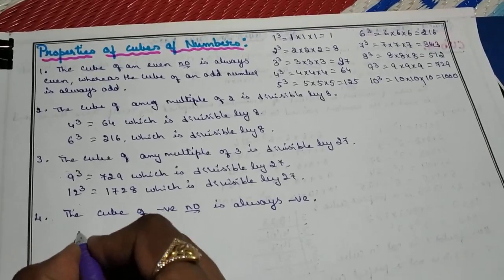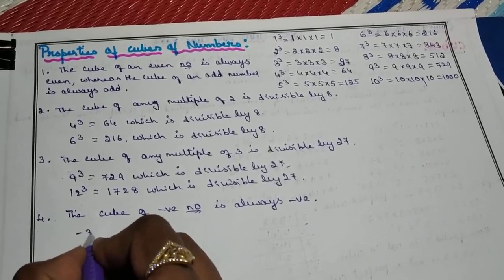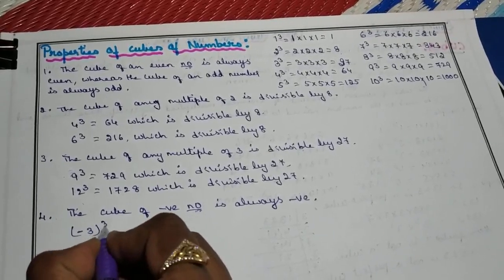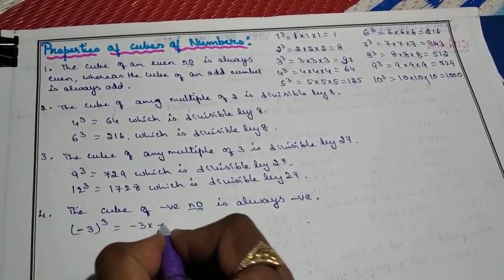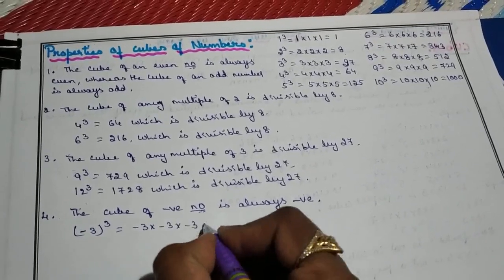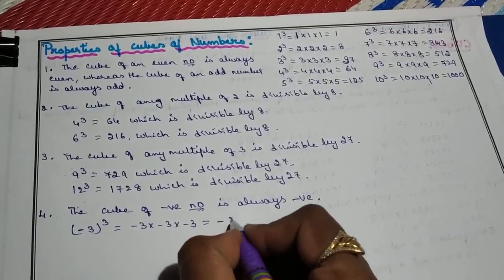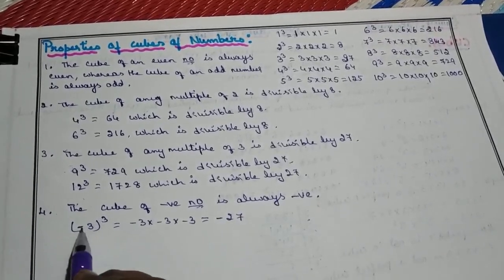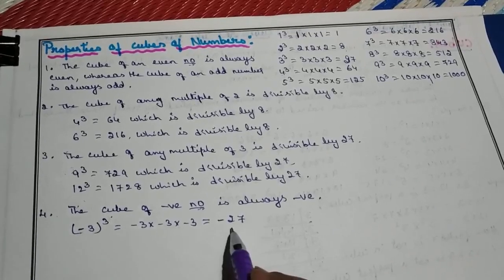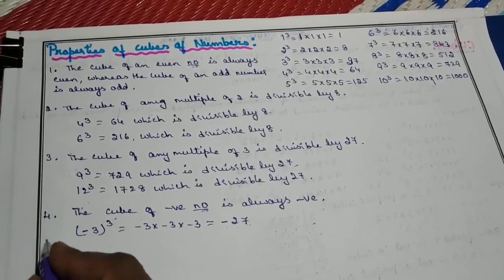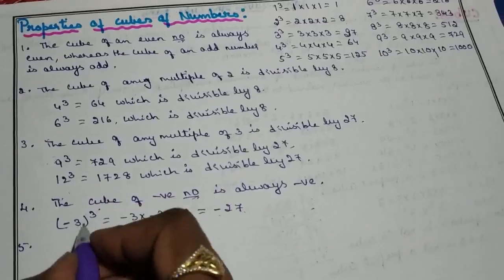Let me give one example here. If I take -3, its cube can be written as -3 into -3 into -3, which is nothing but -27. So we got the cube of a negative number. The cube of a negative number is always negative. So let me move to the next point.